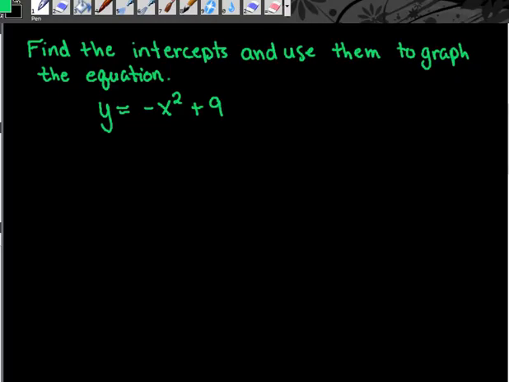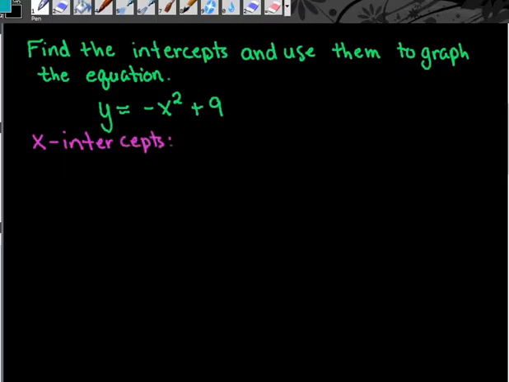For this example, we are going to find the intercepts and use them to graph the equation. The intercepts are where the graph crosses both the x and the y axis. So let's start by finding the x-intercepts. The x-intercepts occur when y is equal to 0.